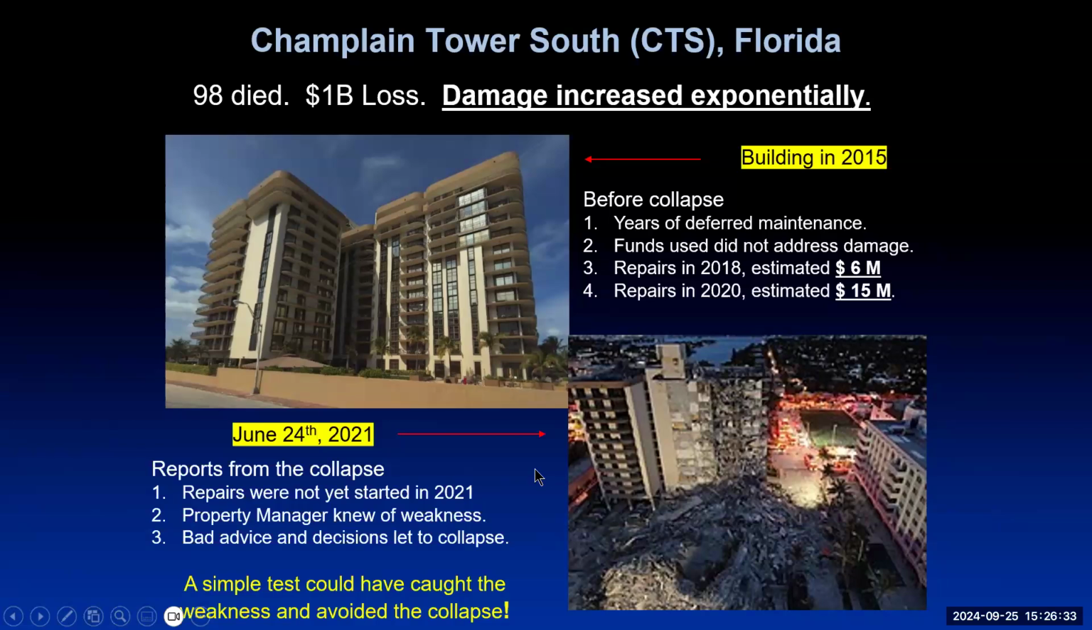But now it's a lot more expensive to deal with the problem. The repairs weren't started in 2021. The property manager knew of the weakness, and bad advice and decisions led to the collapse. A simple load test on the structure could have identified whether there was a general problem or a localized problem.